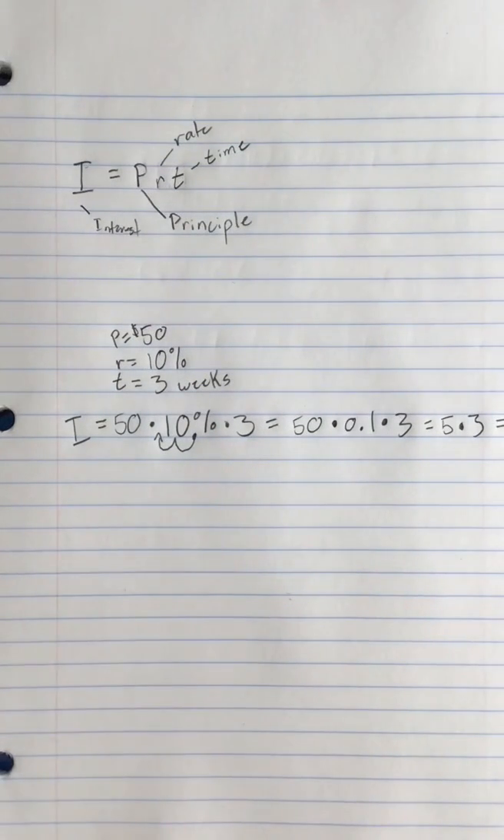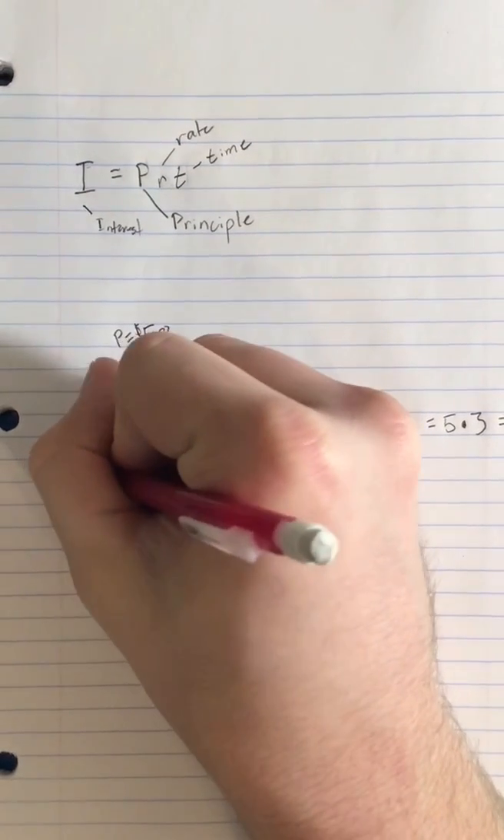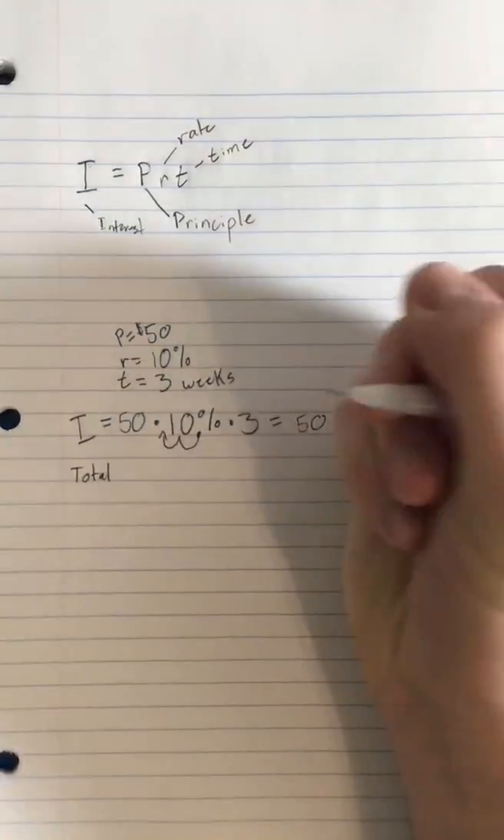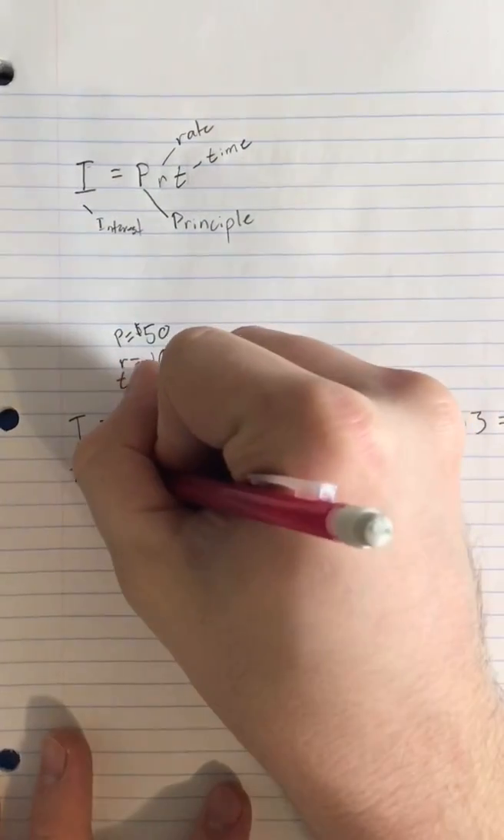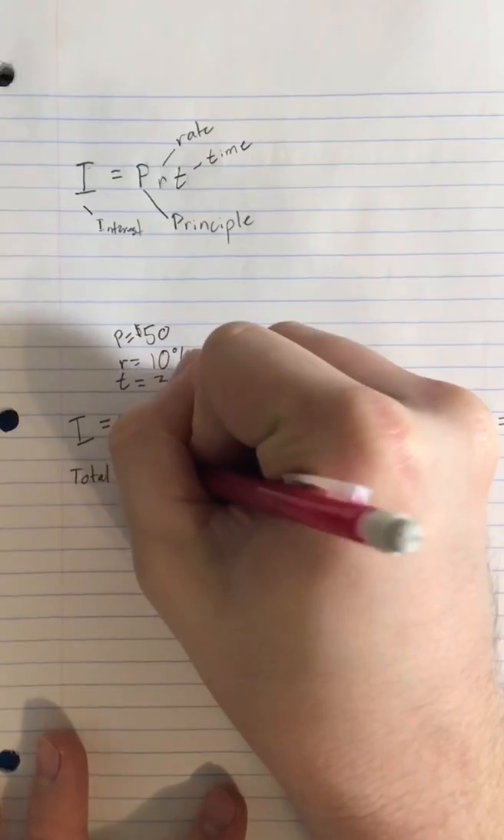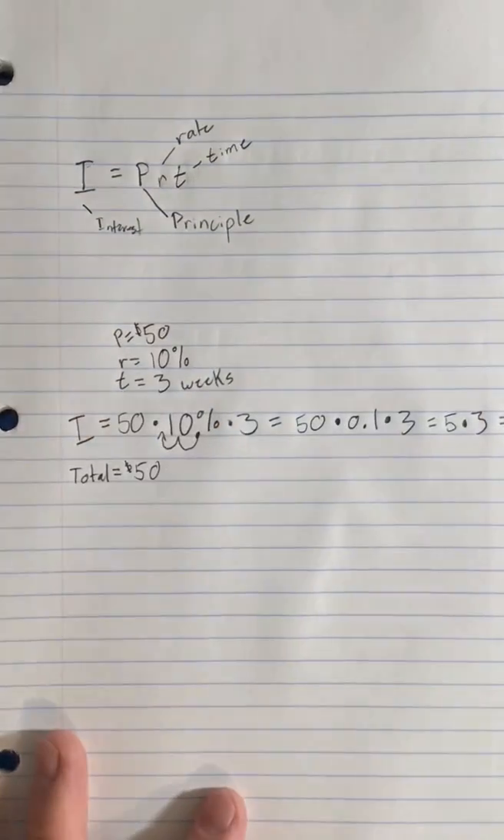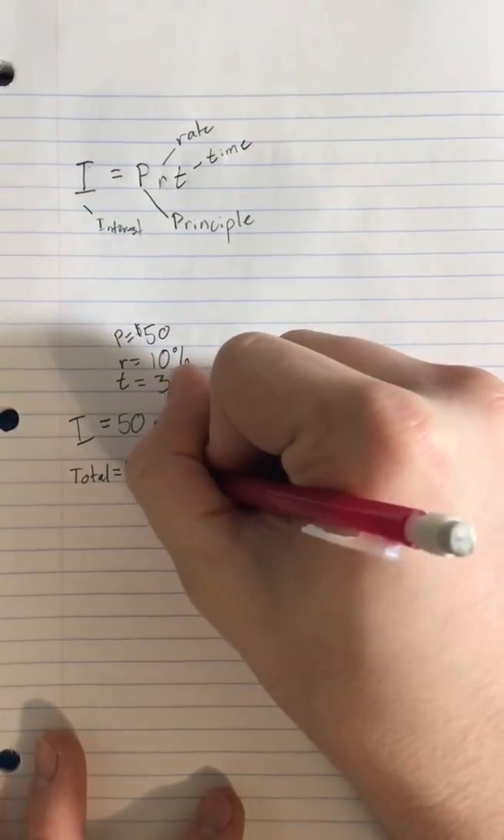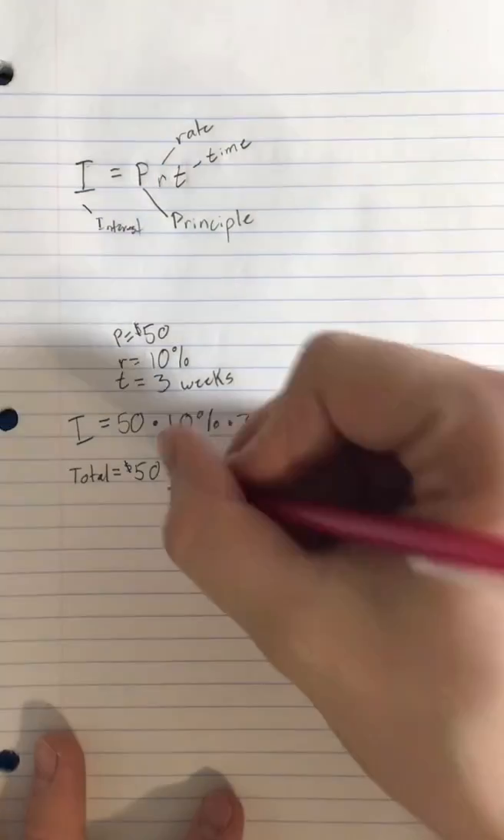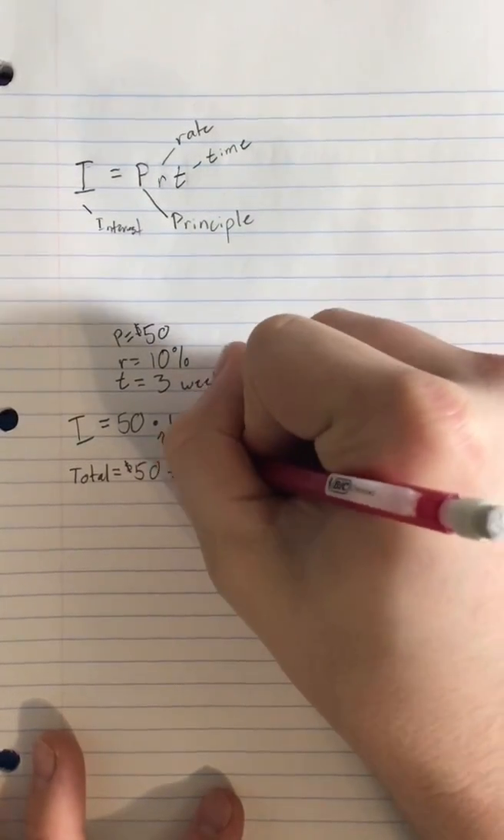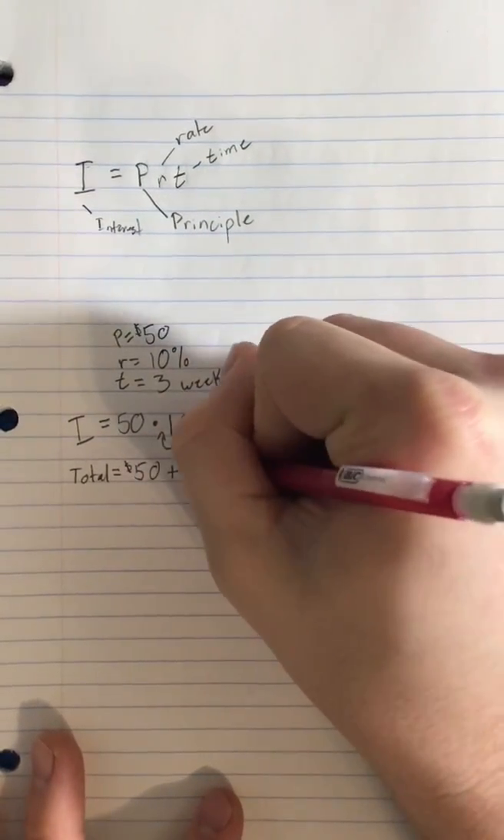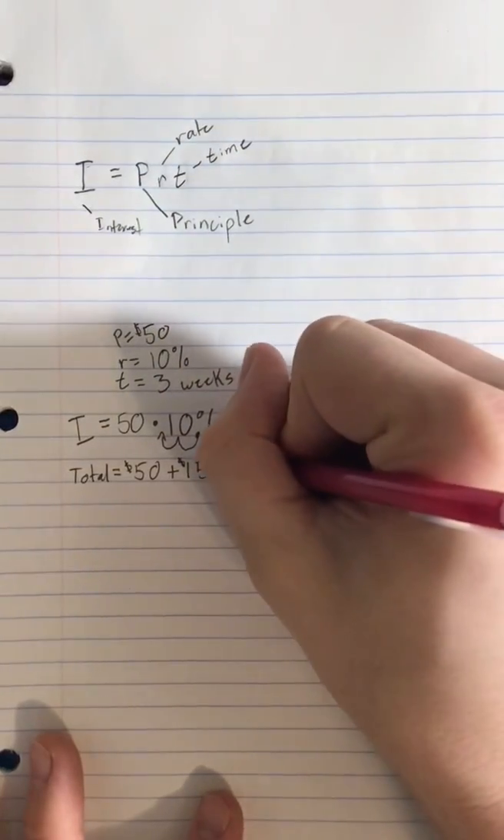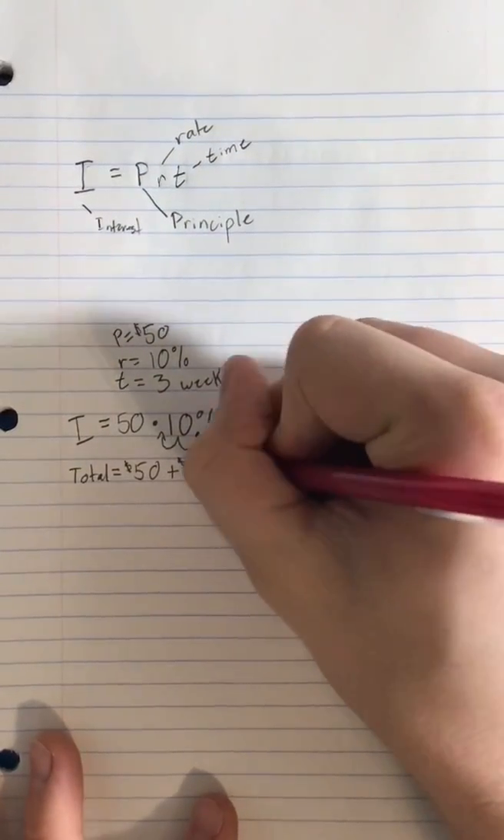Now remember that that's not the amount of money that's left in the bank account after this amount of time. That's the amount of extra money that's been earned. So our total is going to be that $50 that we started with, plus the $15 that we earned. So after these 3 weeks, we actually have $65.